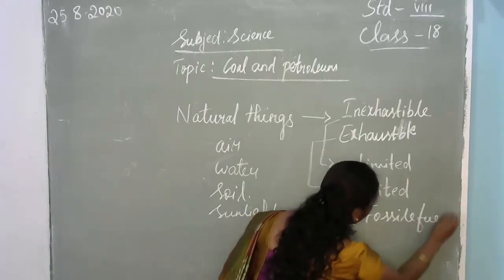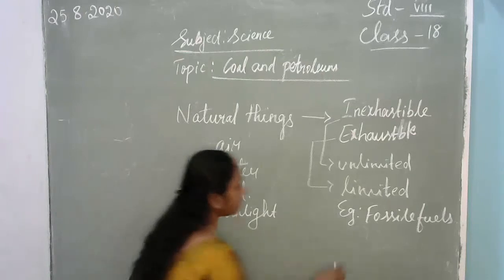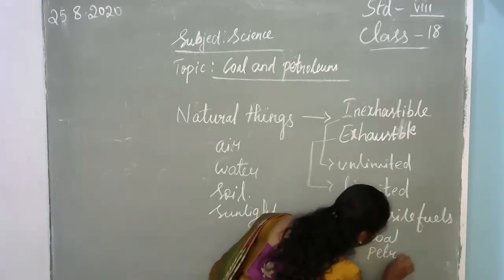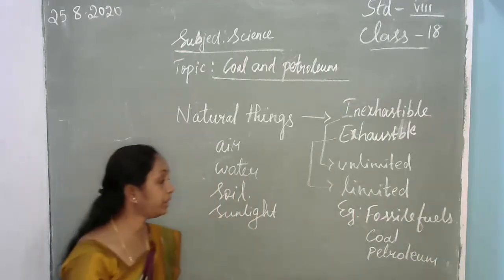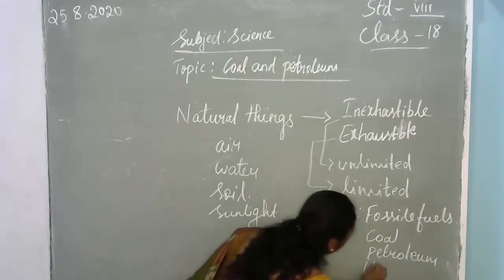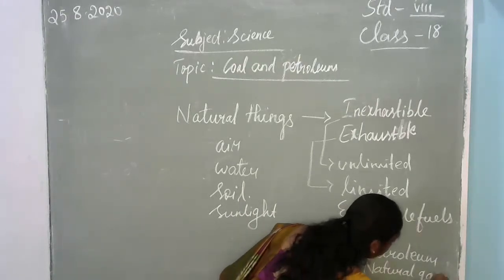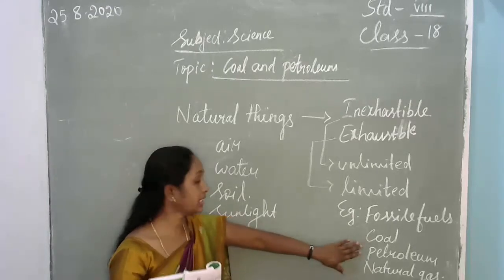Fossil fuels means nothing but coal and petroleum products. Example, coal and petroleum products. Apart from that, natural gas is also there. So about coal and petroleum, you already studied in class 7.